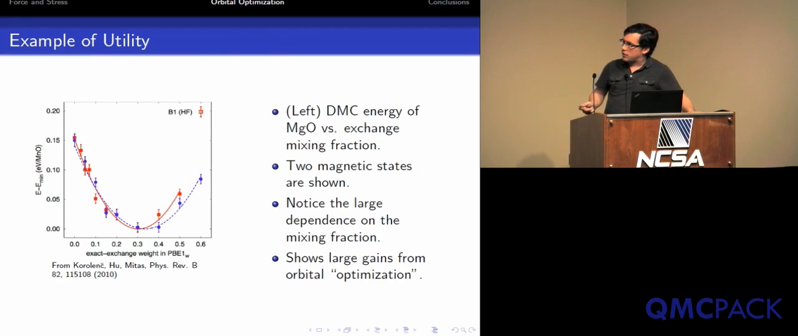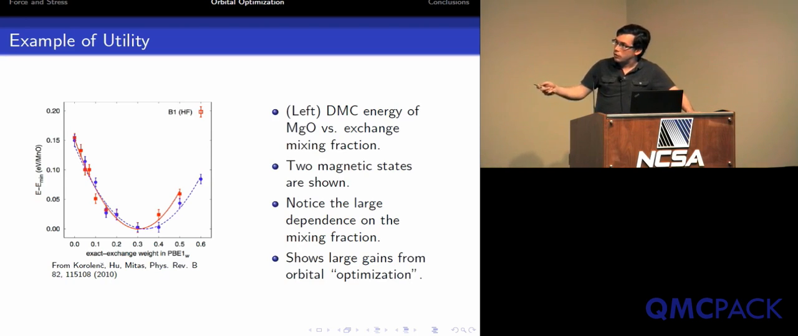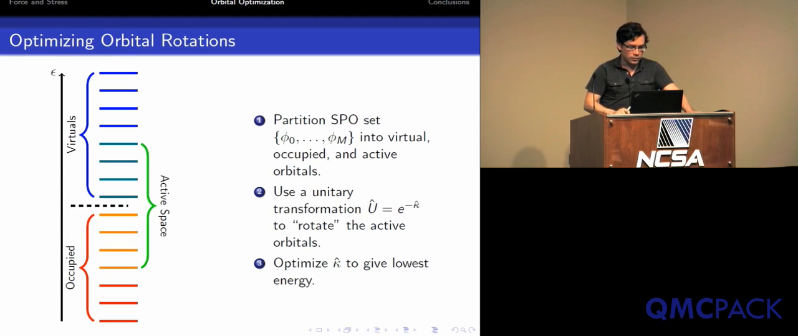So this is just an example of sensitivity of two different magnetic states in, is that magnesium oxide? Yeah. No, manganese oxide. Okay, ignore that. They take a hybrid functional and change the mixing fraction over here. But you notice that, let's say you start off at 0.2, there is a noticeable decline in energy just by tweaking this. So if the DMC energy is already exhibiting sensitivity to the orbitals here, how much do you think you could gain from a more general optimization framework?